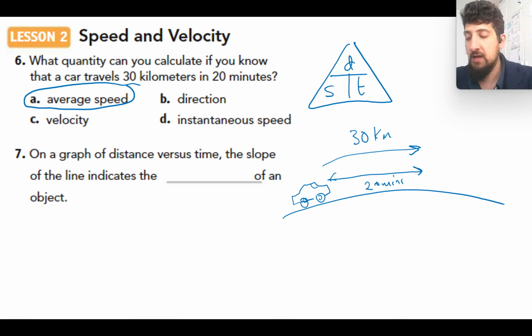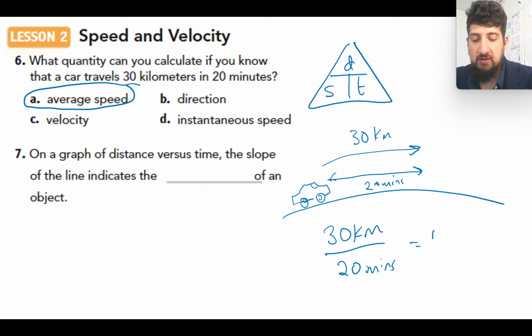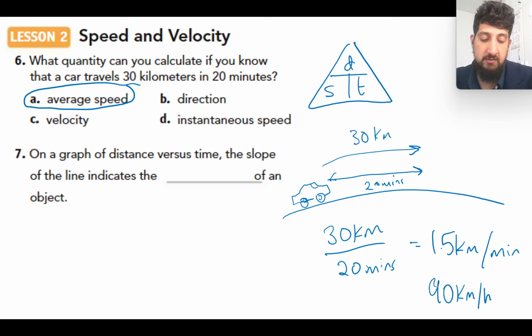So I can work out the average speed. And the average speed in this case, if you're interested, it's 30 kilometers in 20 minutes. So what that means is I travel about 1.5 kilometers per minute. Okay, or in an hour, 20 minutes, so that means I've got 3 of those in an hour, so it's going to be 90 kilometers in an hour.